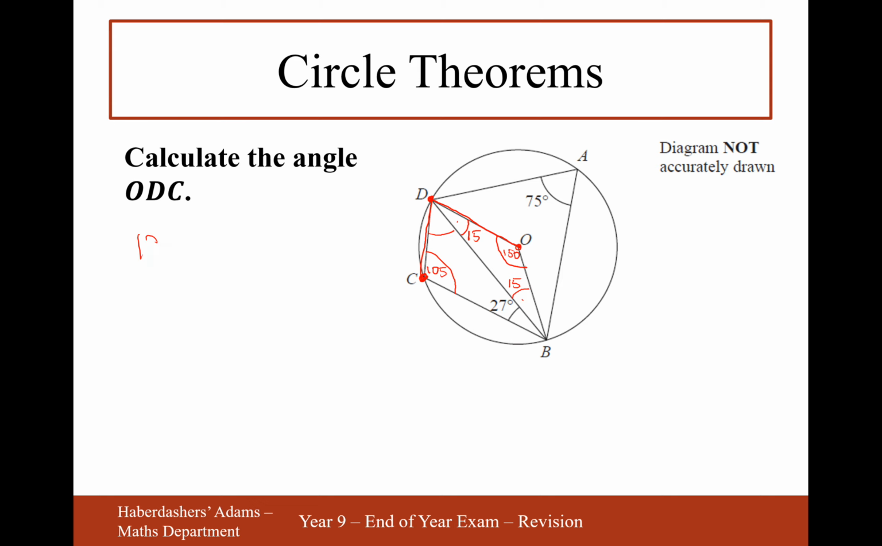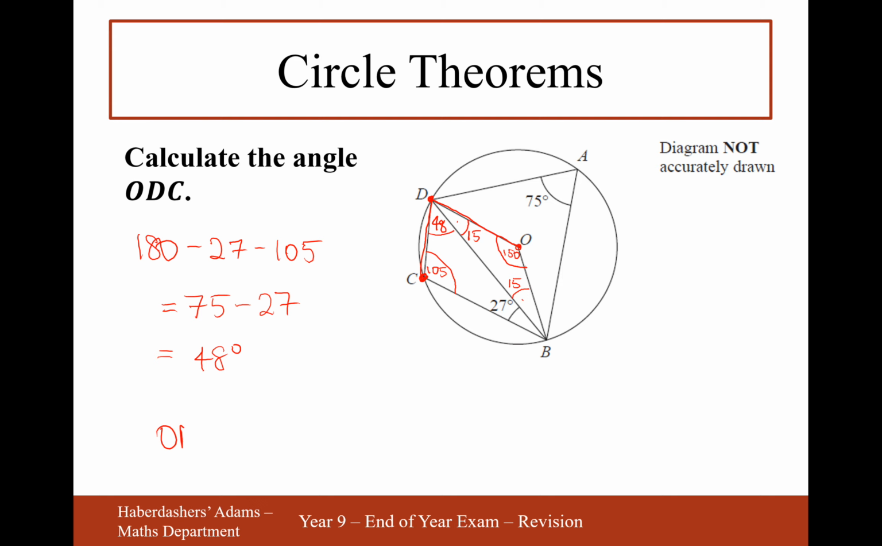Then I can work out this angle here from this triangle on the left hand side, so that's going to be 180 minus 27 minus 105. So if I minus the 105 first, I'm down to 75. If I take away the 27 next, that would get me down to 48 degrees. So this angle here is 48 degrees.